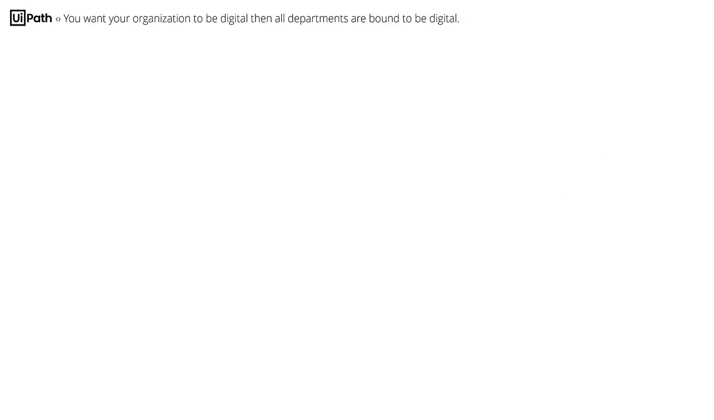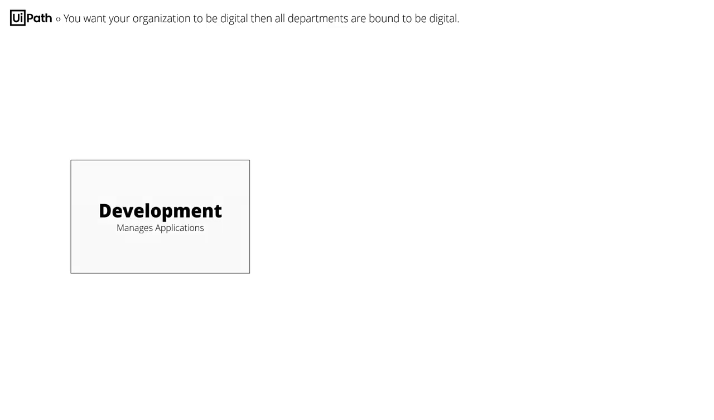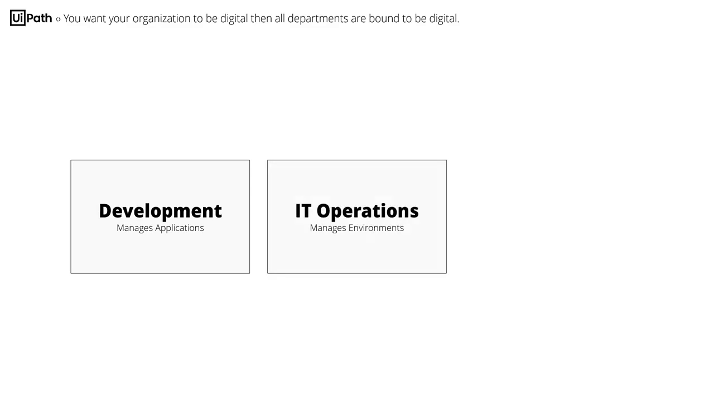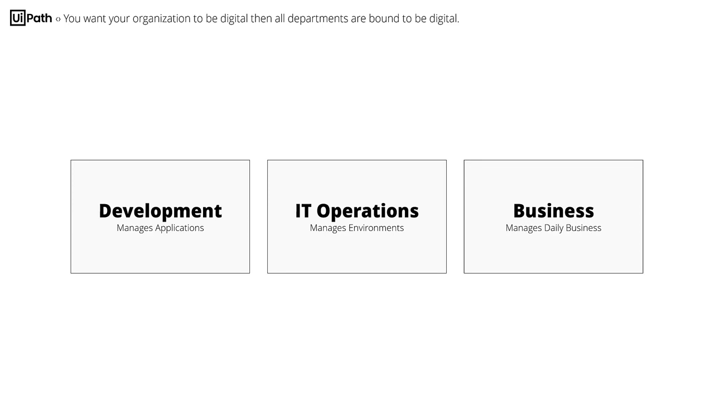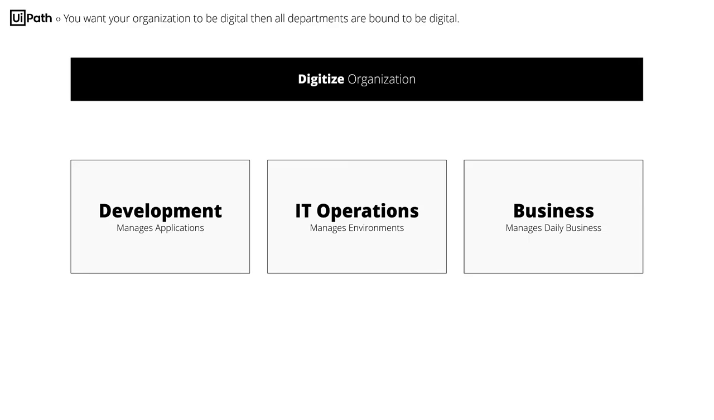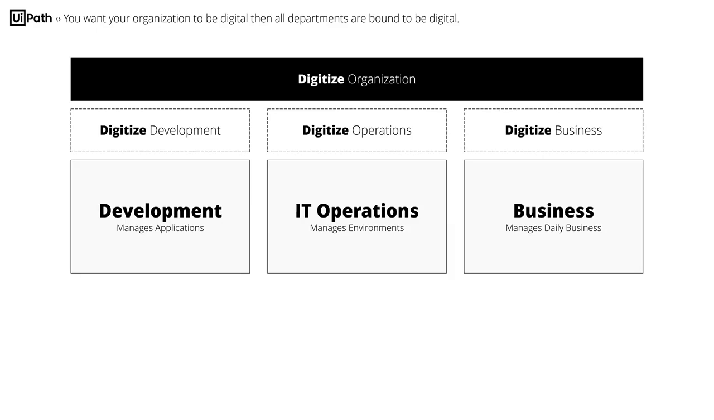To do that, let's first subdivide an organization into its three main parts. First, we have software development. Now here we find the people who are creating and maintaining software applications. Secondly, we have IT operations. Here we find the people who are managing the infrastructure. And thirdly, we have the business. And here we find the people who are managing the daily business. Now the bottom line is that digitizing an organization in its entirety means digitizing development, IT operations, and the business.